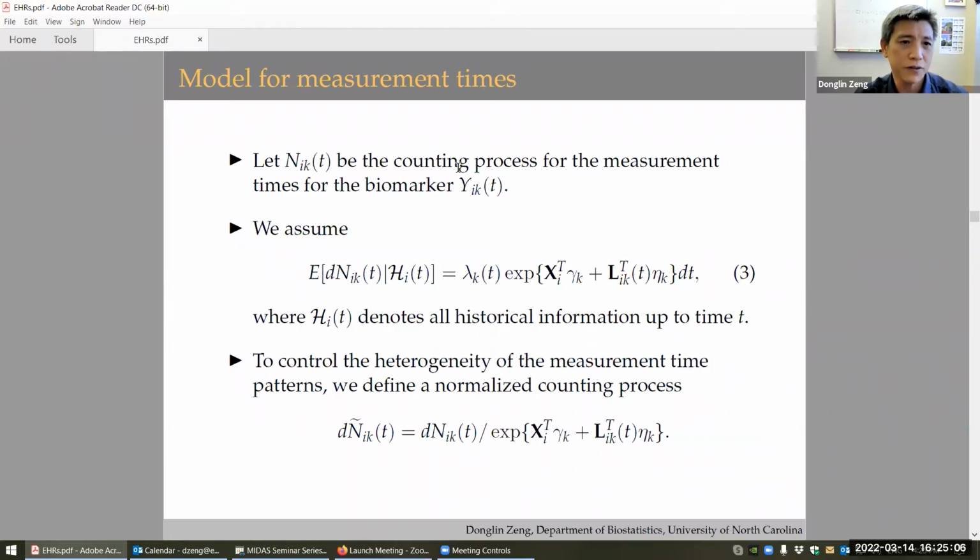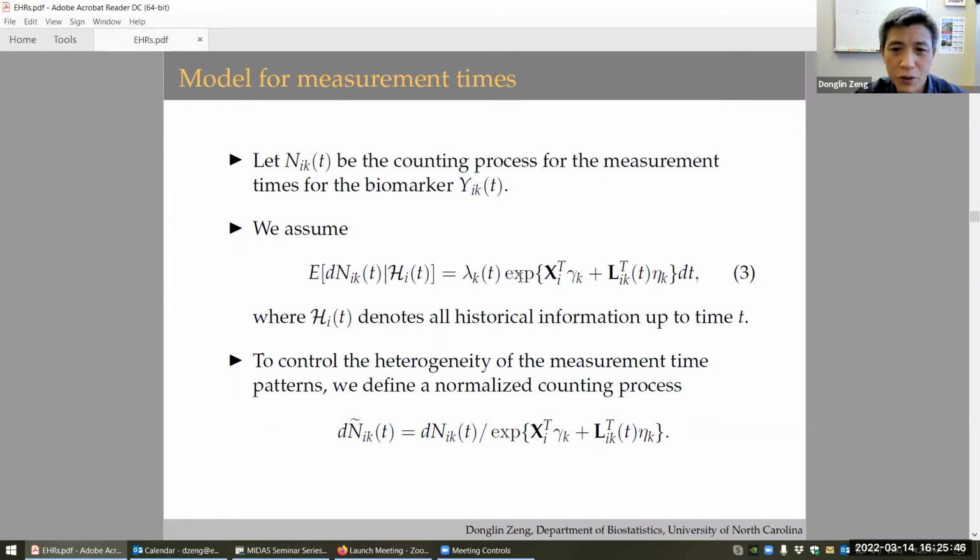And to account for this informativeness, we have this intensity model that tries to model this process, which is given in this equation. In this model, you can see different patients or different biomarkers. This process depends on the patient's characteristics and on the past biomarker measurements, right? Because there's heterogeneity here. As we saw earlier, the measurement time points can be very different from patient to patient, and even within the same patient, they can be very different from biomarker to biomarker. And then we try to model it this way.